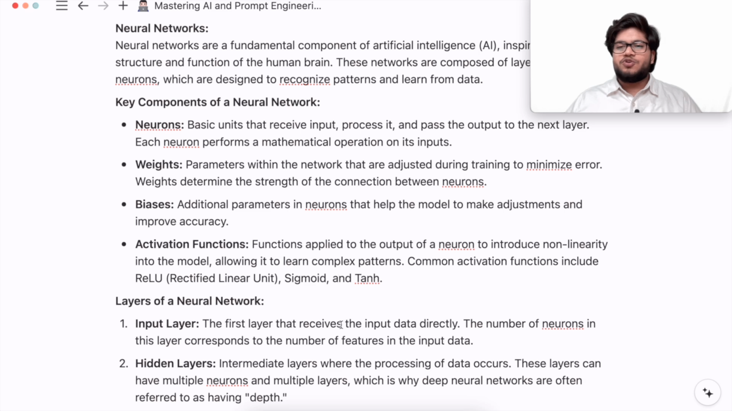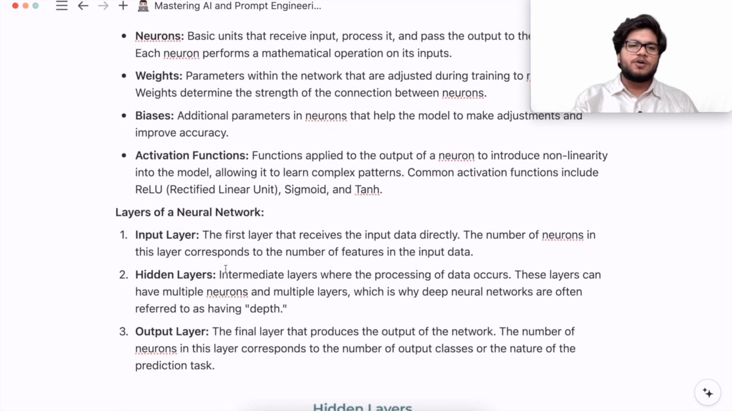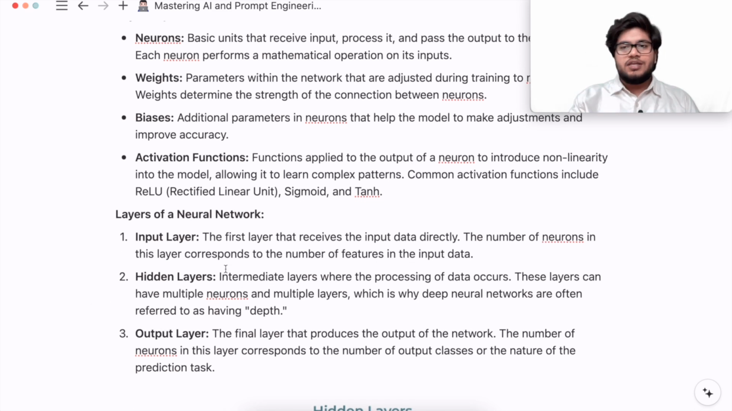So as I told you, you might find it a little bit boring, but it's important to learn. And from the second section onwards, we'll be using ChatGPT directly, and we'll be seeing the real life implementation. Now let us move forward to layers of a neural network. So there are three types of layers: input layer, hidden layer, and output layer.